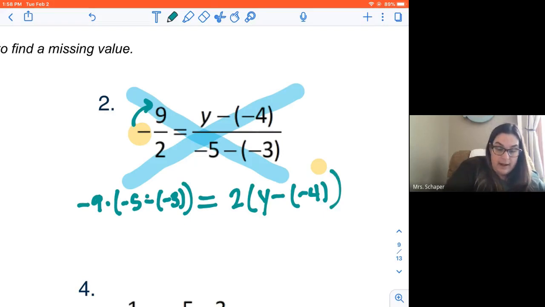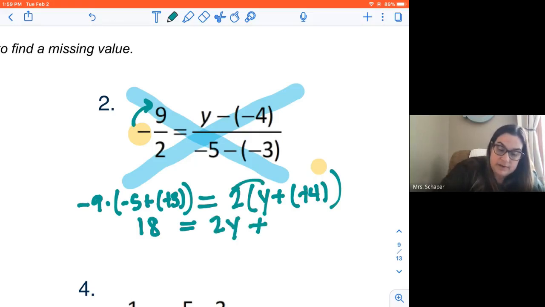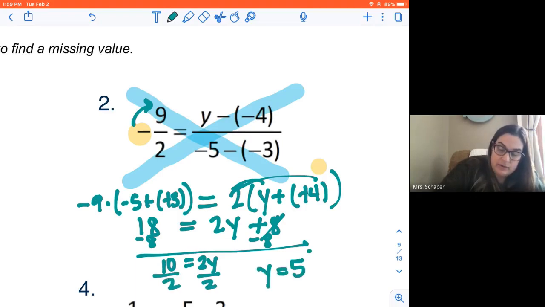So I'm going to add up here. Negative 5 plus 3 is negative 2. Negative 2 times negative 9 is positive 18. I've got y minus negative 4. I'm going to go ahead and add up. So I have y plus 4. 2 times y is 2y, plus 2 times 4 is 8. From here, we're going to subtract 8 from both sides. So 10 is equal to 2y. Divide by 2, y equals 5.